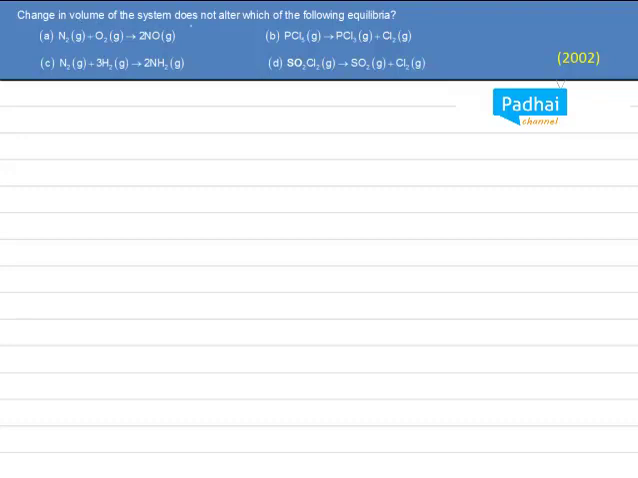Change in volume of the system does not alter which of the following equilibria, right? Now let us take for example this equation: N2 plus 3H2 is giving twice of NH3 basically, right? The question, this is basically a typing mistake, right?